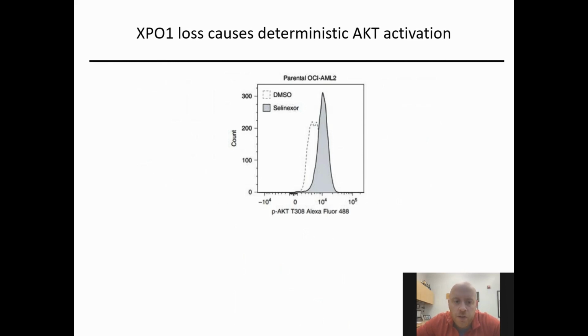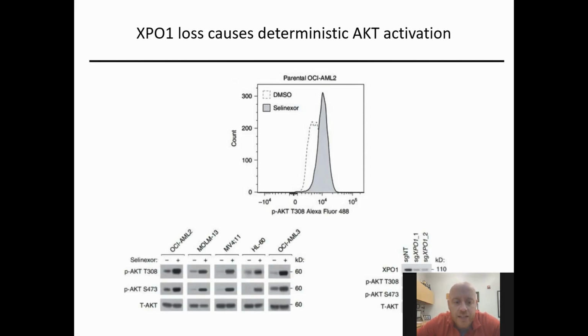To dig a little bit further, we first showed through flow cytometry studies that AKT activation is really a deterministic effect. So in most, if not all cells treated with Selinexor, we see an increase in AKT activation. So this is not the selection for minor clones. And if you look across different AML cell lines, we find that AKT activation is a very common observation following Selinexor treatment.